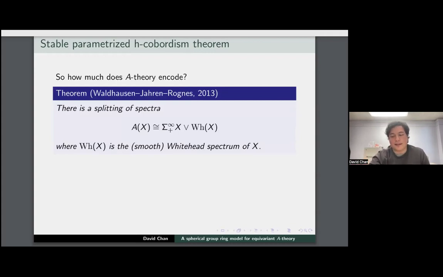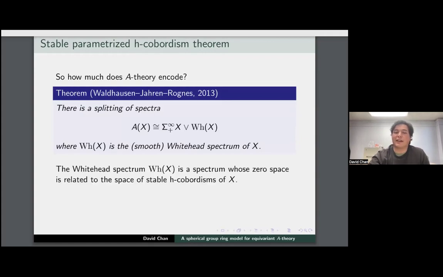And of course, the content here is that the smooth Whitehead spectrum is really interesting, or some of the content here. So what is the Whitehead spectrum? It's a spectrum whose zero space is related to a space of stable h-cobordisms of X. Before, you would think about this collection of h-cobordisms. But maybe instead of just having a collection, you could think about forming a space of h-cobordisms that has path components which correspond to the diffeomorphism types of these h-cobordisms.